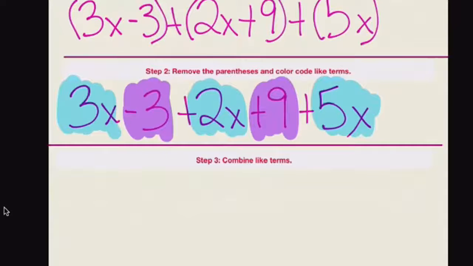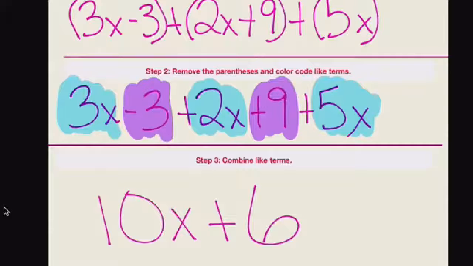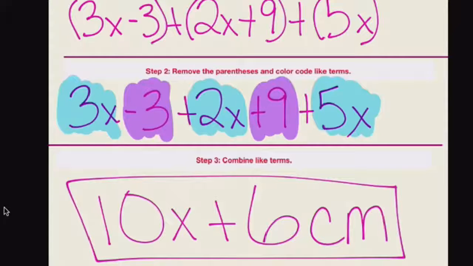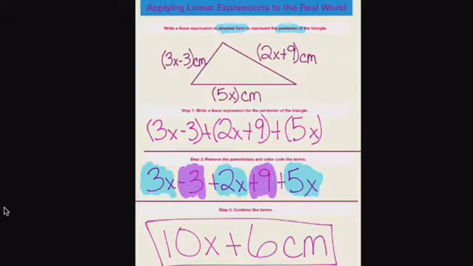And we're going to go ahead and combine our like terms. 3x plus 2x is 5x, plus 5 more x is 10x, okay? Minus 3 plus 9 is plus 6. So we get 10x plus 6 centimeters is the perimeter of the triangle in simplest form.